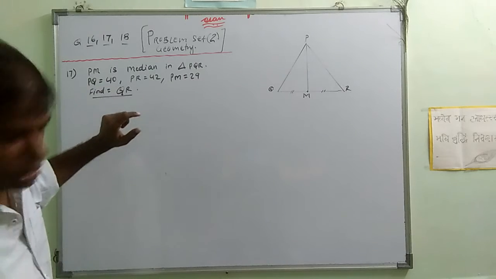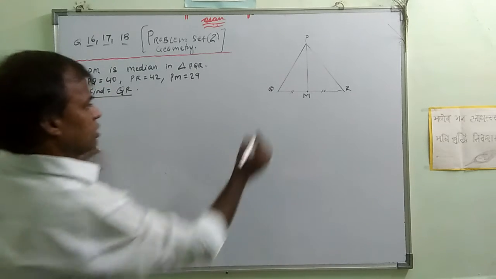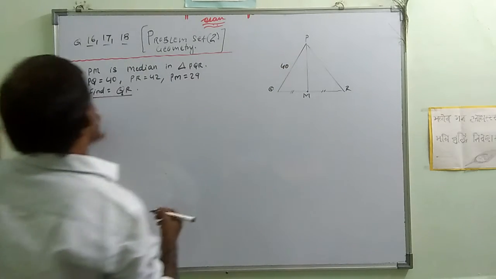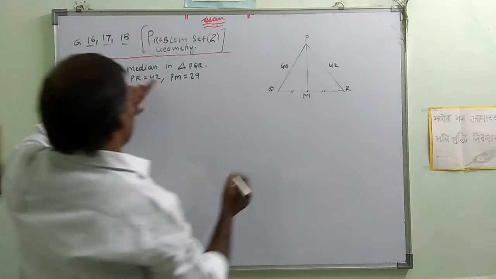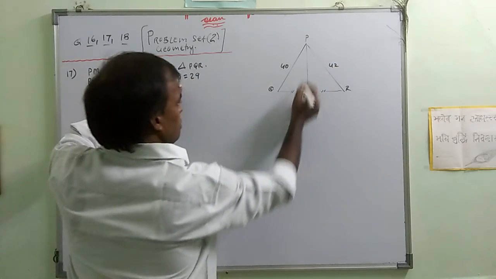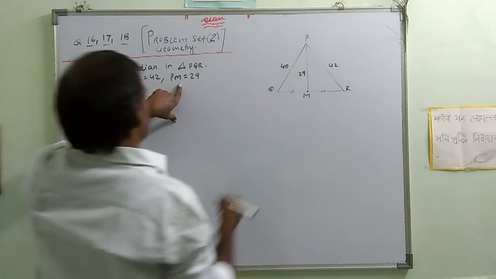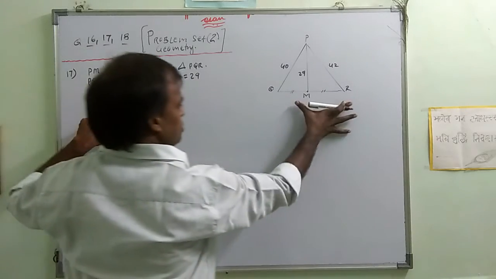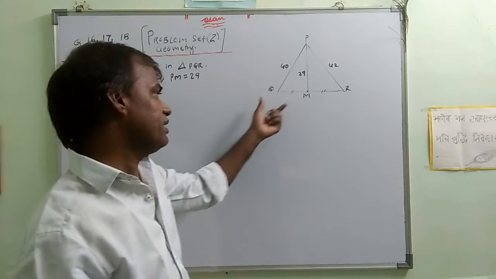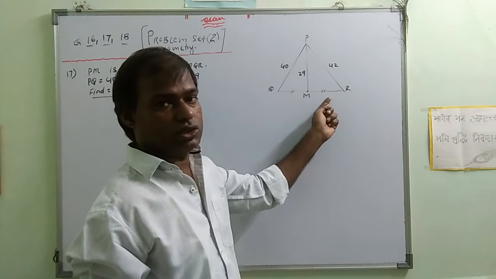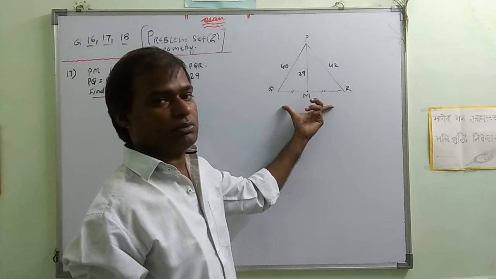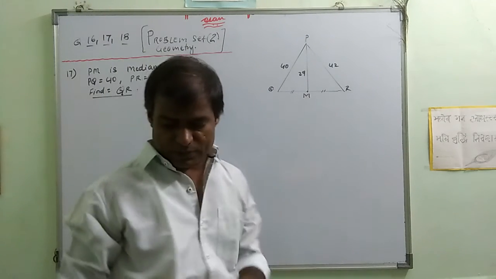PQ is 40. They have given the values also. PQ is 40, PR is 42, PM is 29. Find QR. This we have to find. If we find this much, and both are equal, then we will get this value also, and finally we will add them and we get QR. That's all.